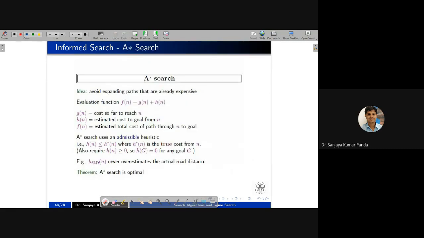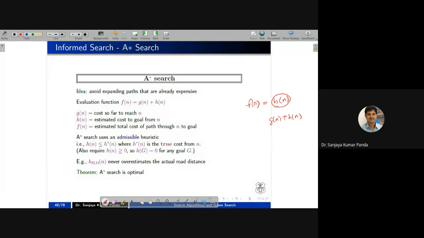Coming to the next strategy, that is called A-star search. In the previous case, we considered the evaluation function as h of n. But here we consider the evaluation function f of n equal to g of n plus h of n. We added one more parameter, right? That is g of n. In the previous case, the evaluation function f of n was only h of n. But in this case, in place of h of n alone, we take g of n along with that one, g of n plus h of n.